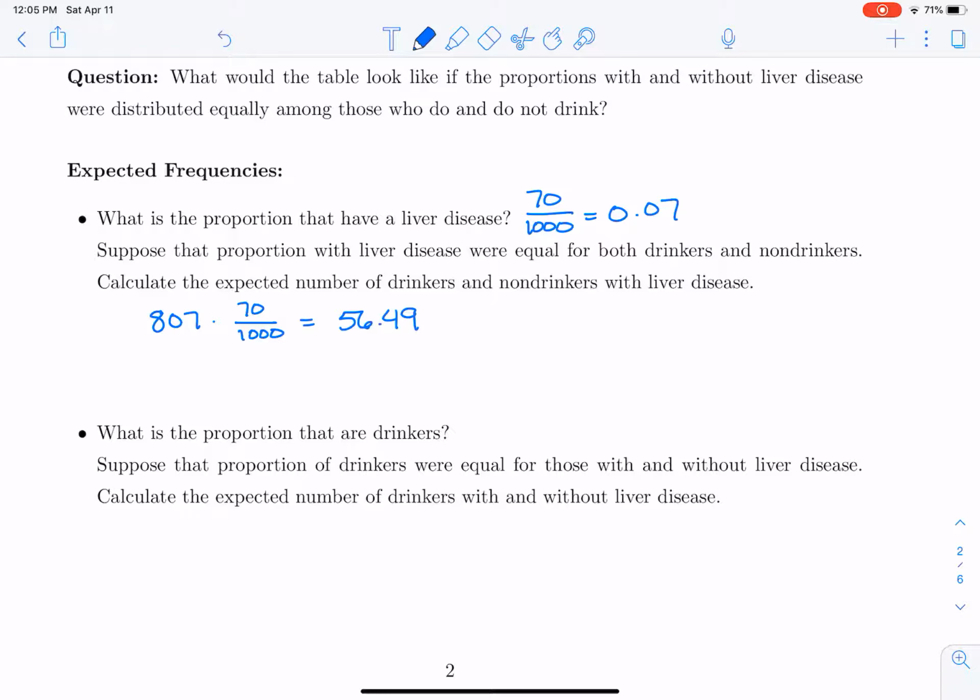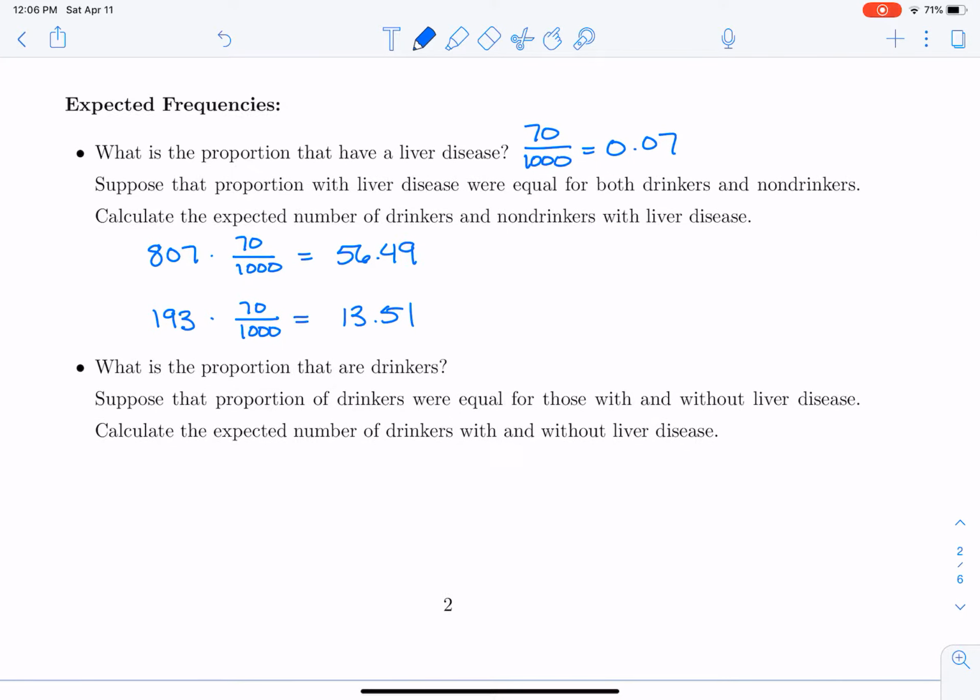So we would expect that if 7% of drinkers had liver disease, there should have been 56.49 drinkers with liver disease. But if we took the non-drinkers, that's 193, and we multiplied that by 70 over 1,000, then we would expect that 13.51 of the non-drinkers should have had liver disease. Not just the 7 that we had. So that's if we think about it as the proportion that have liver disease is 7%.